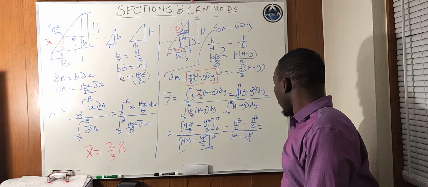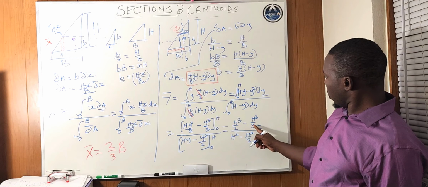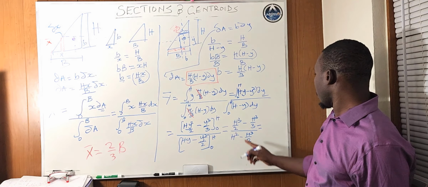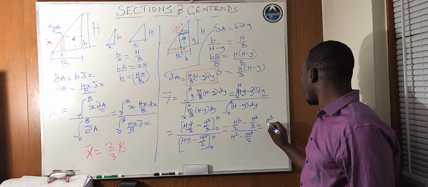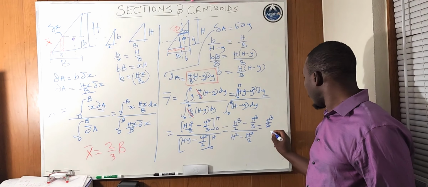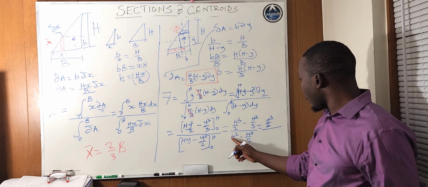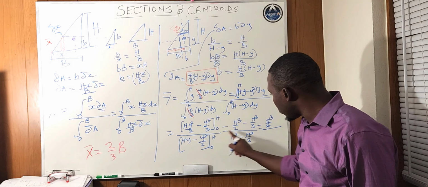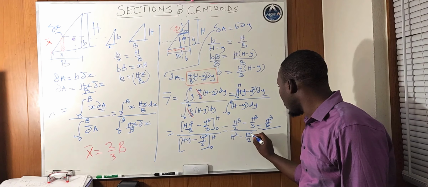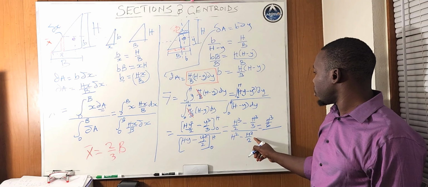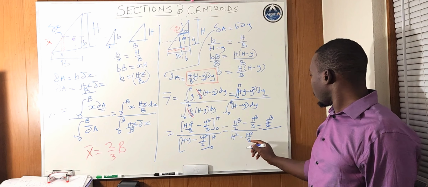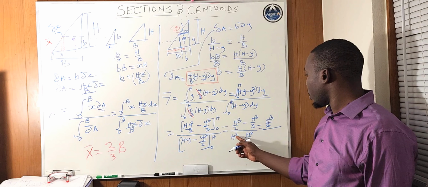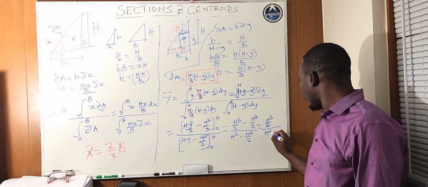So this is the same as a half minus a third, that is 1/6, so h cubed over 6, right? Divide by, there is a mistake here. It's h squared here, because it's squared, you substitute here, so this is h squared. If you minus these two, you get half of h, which is h squared over 2.